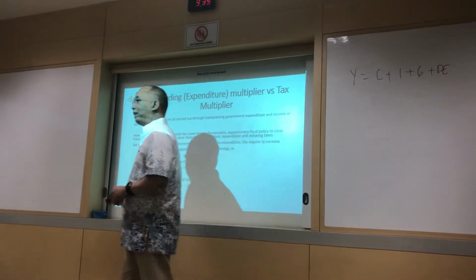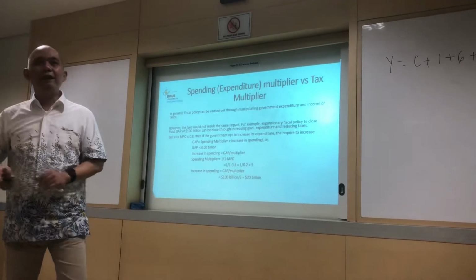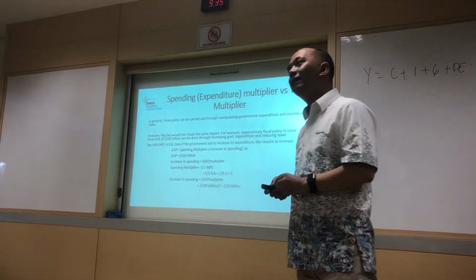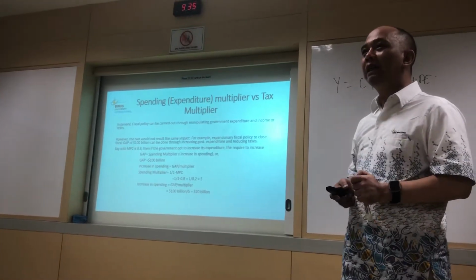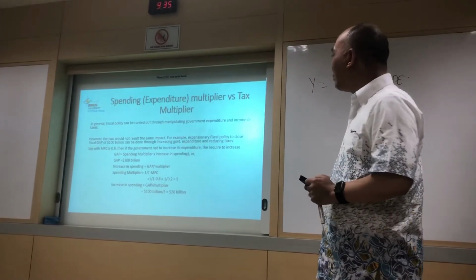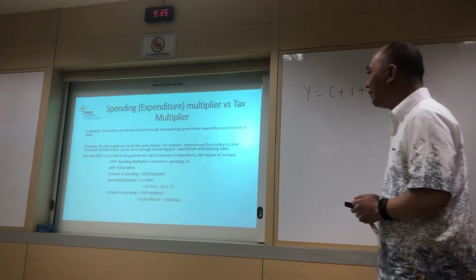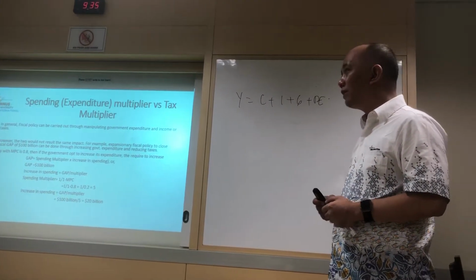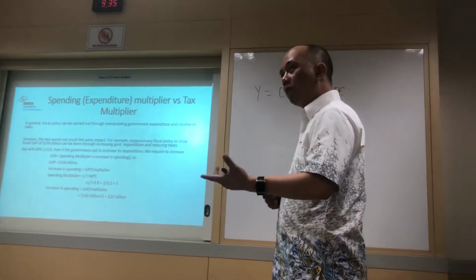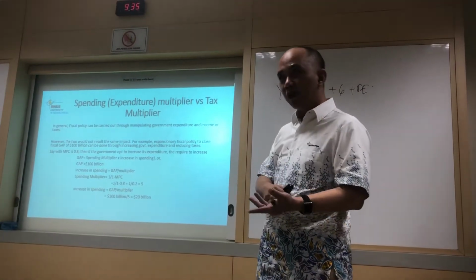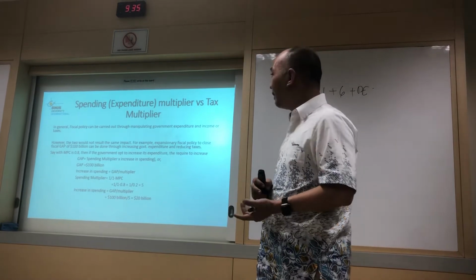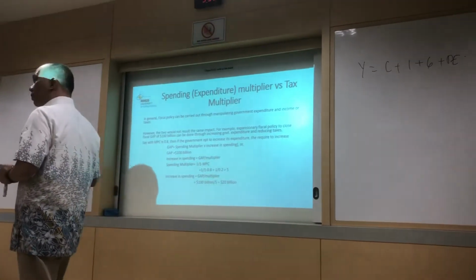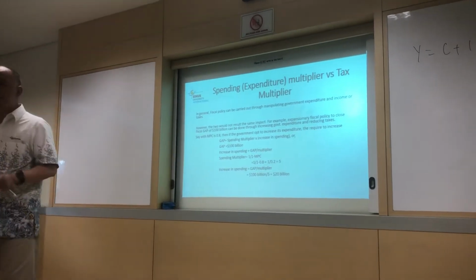of the expenditure items. But it's not going to be the same between the tax multiplier and the spending multiplier. Why is that the case here? We know from the previous week that, in general, fiscal policy can be carried out through either government expenditure or spending, or tax. However, the two would not result in the same. This is very important for you guys.